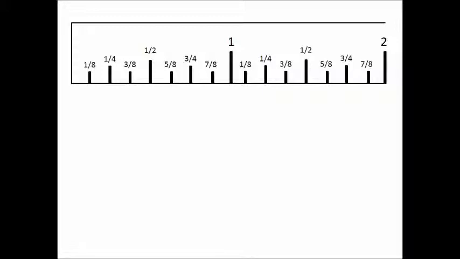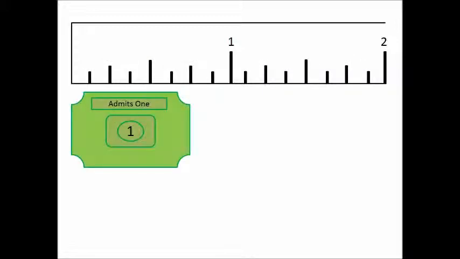If you need to pause and write this down, pause and write that down, because in a second, we're going to start measuring stuff. So we have this ticket that says admit 1. I don't know, it's a carnival or something. Well, where is it? So if we count, this is in the eighths.